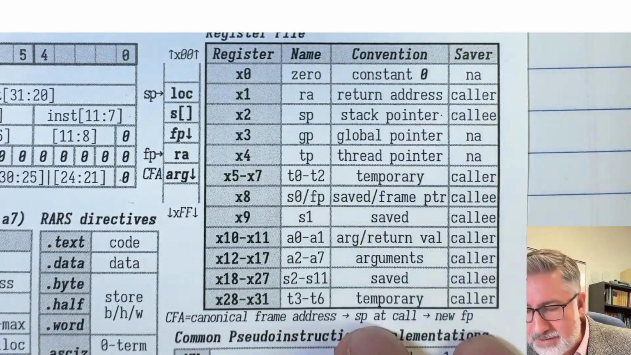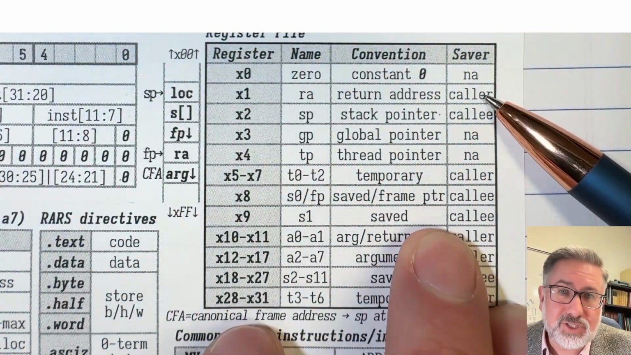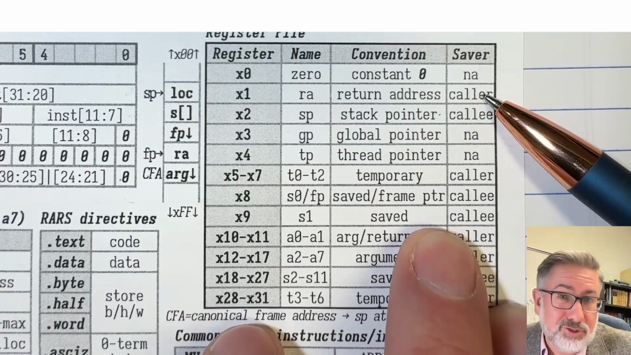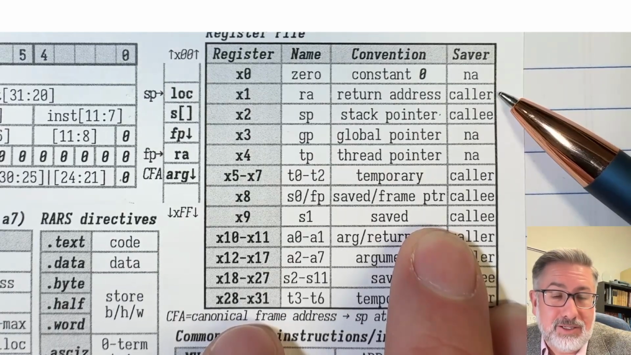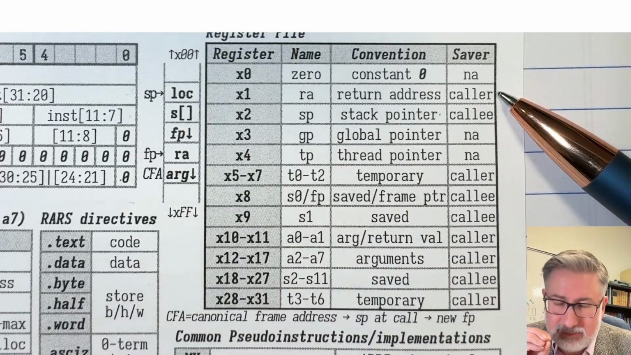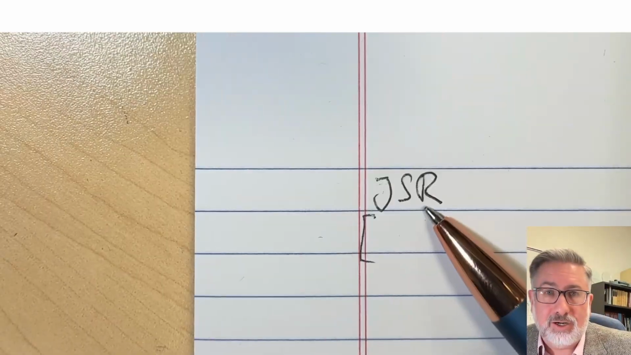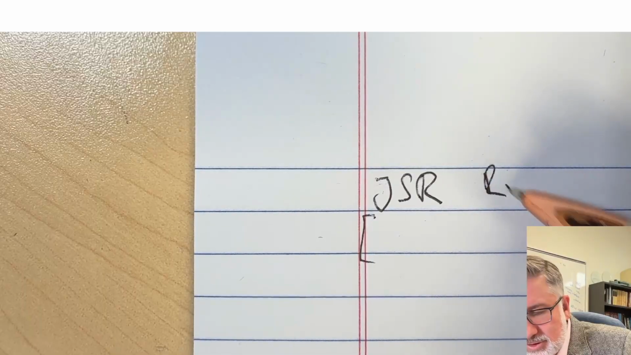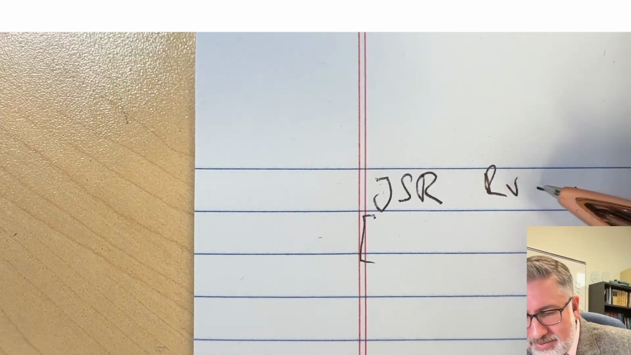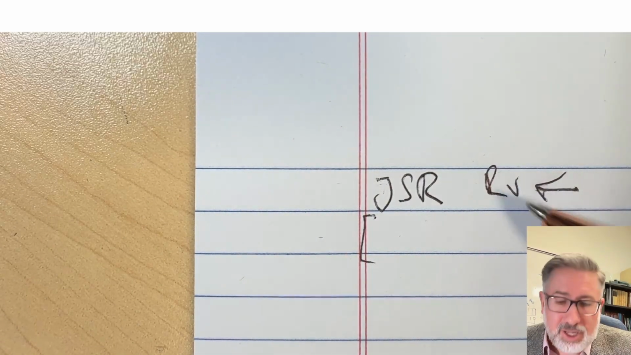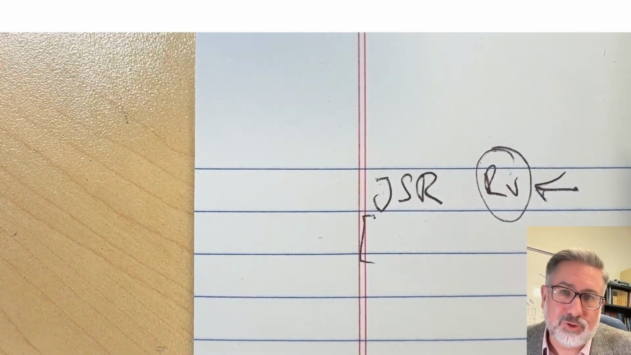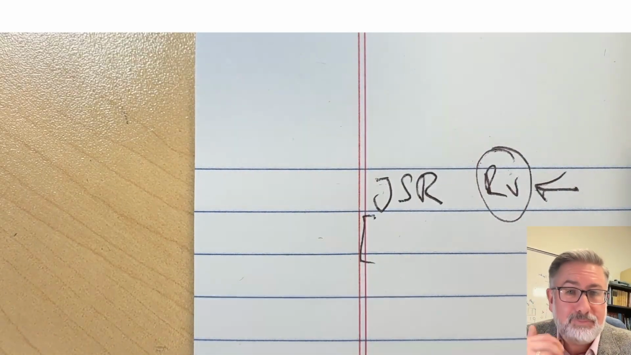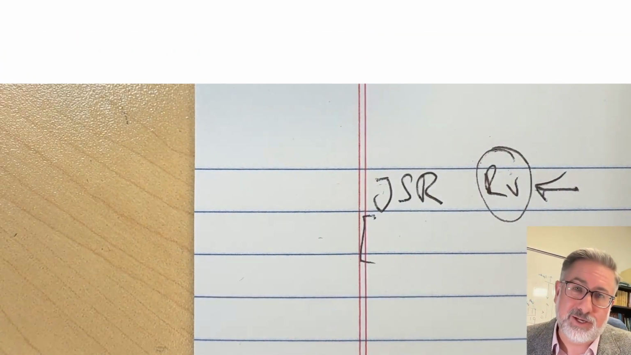So, for example, when you are jumping to a subroutine, you expect the return address to maybe change, because when I call JSR, jump to subroutine, one of the things it does is modify the return value, because I've got to be able to get back here. So if I'm jumping to a subroutine, I expect that before I jump, I will change the return value.